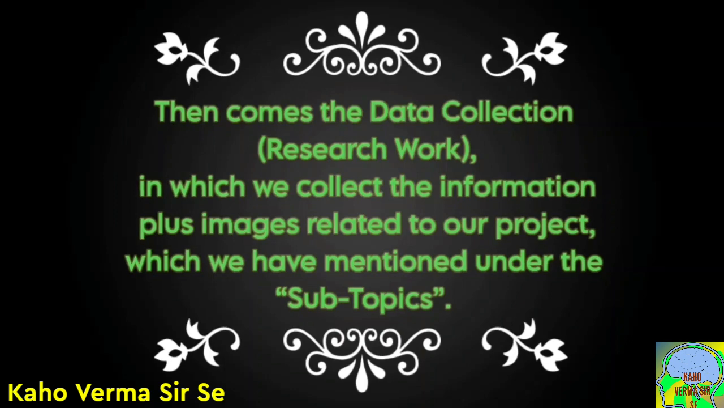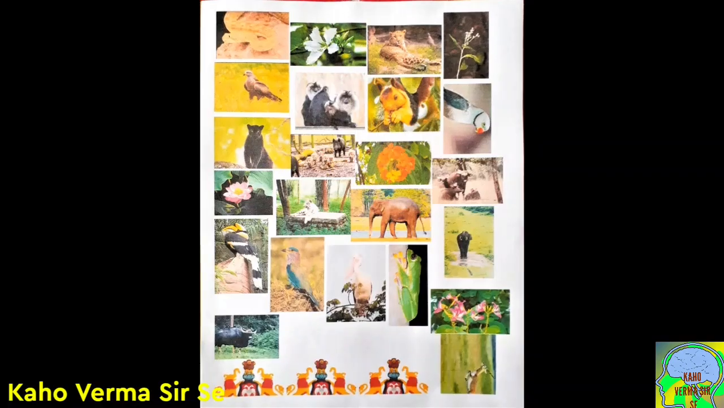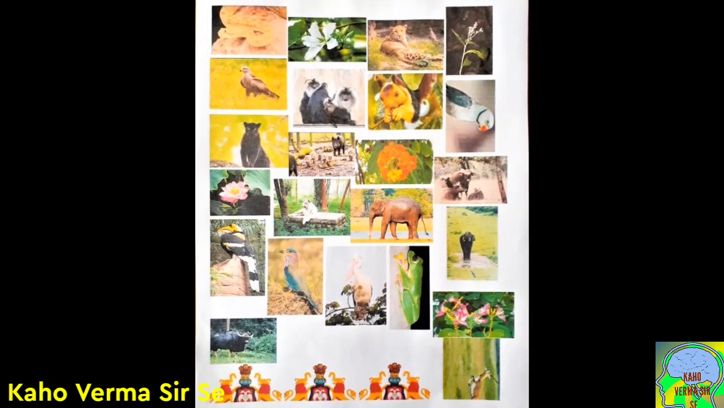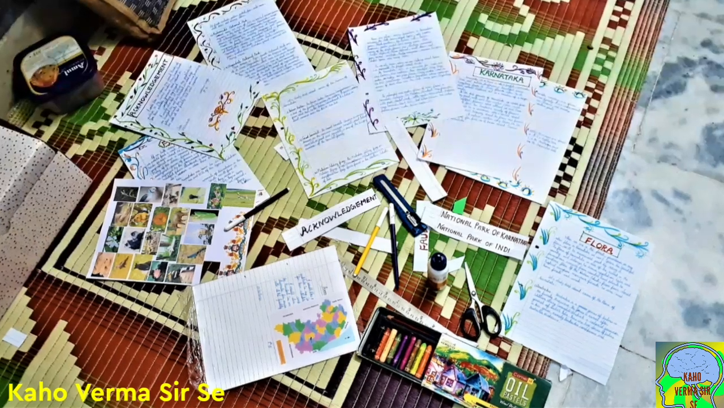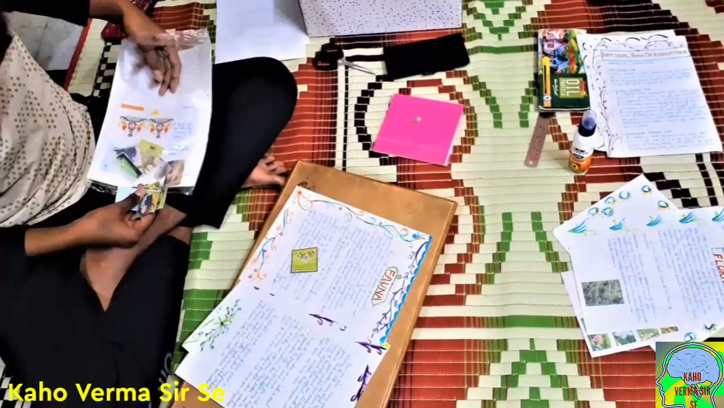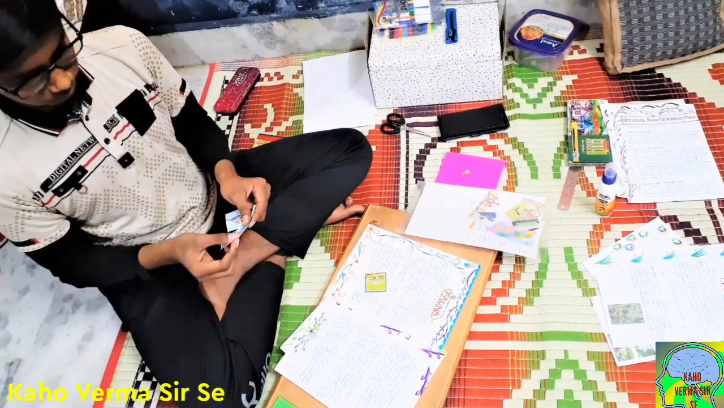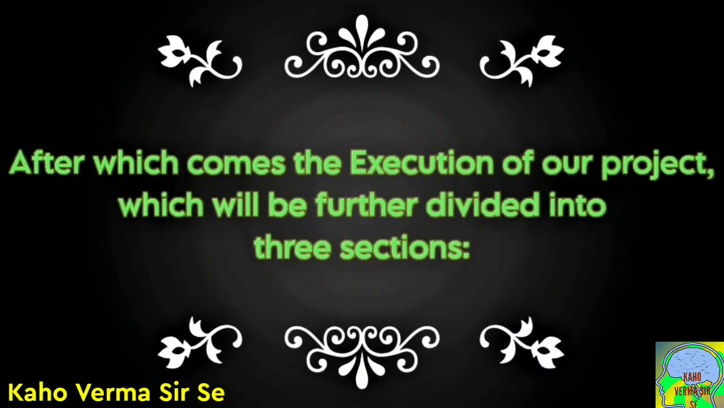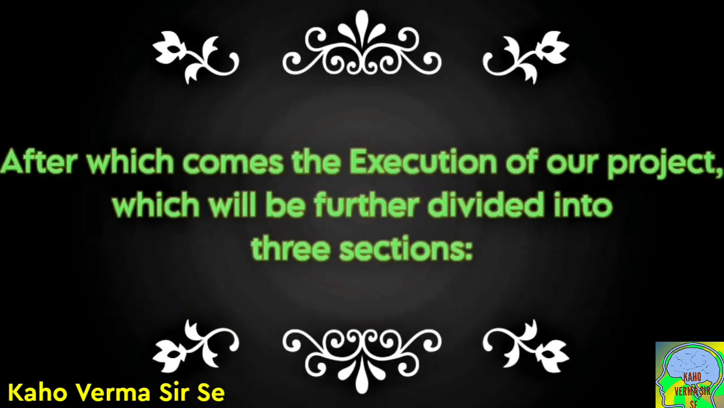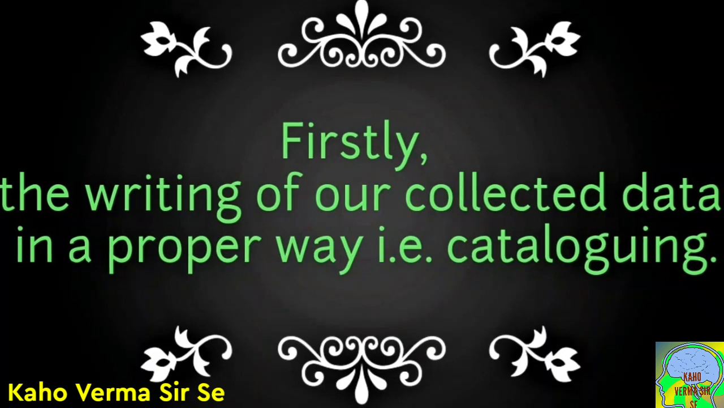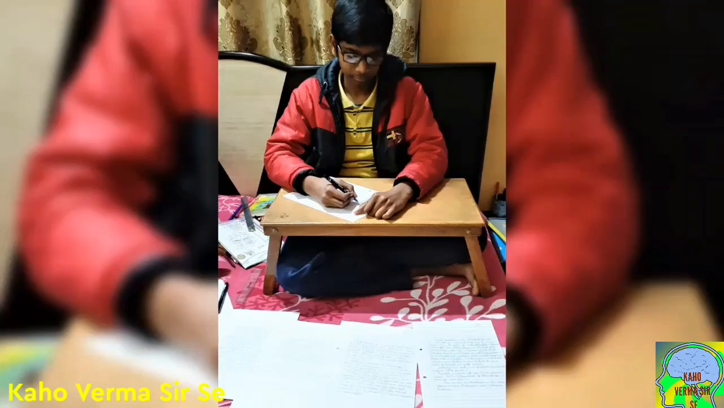Then comes the data collection or research work, in which we collect the information plus images related to our project, which we have mentioned under the subtopics. After which comes the execution of our project, which will be further subdivided into 3 sections. Firstly, the writing of our collected data in a proper way, that is cataloging.